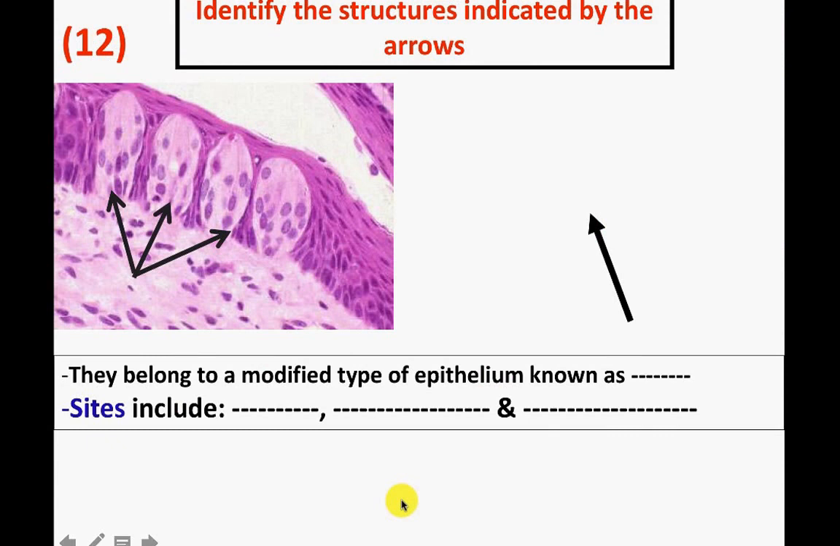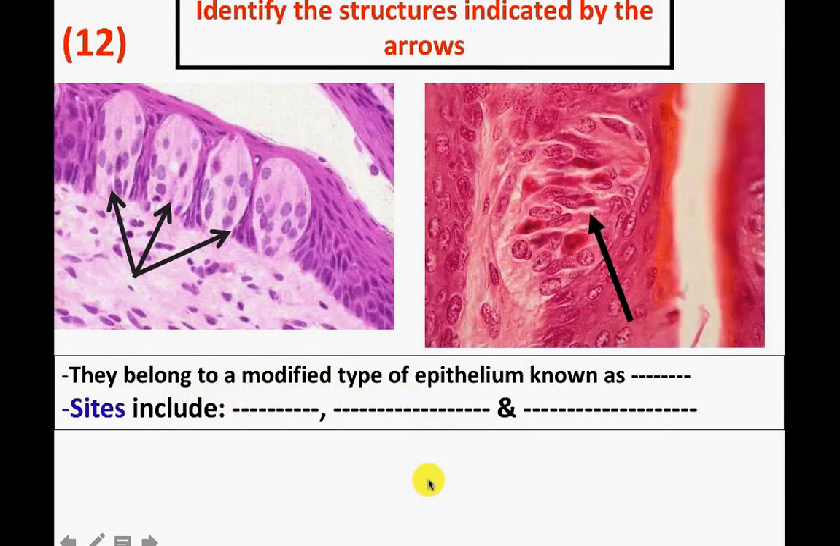Last slide, we have the arrows, taste buds here. The arrows here belong to a modified type of epithelium known as neuroepithelium. So this is the first answer. And I have here the arrows pointing to the taste buds, and the sites include, of course, the tongue papillae except the filiform, the soft palate, the pharynx, and the epiglottis. Thank you very much.